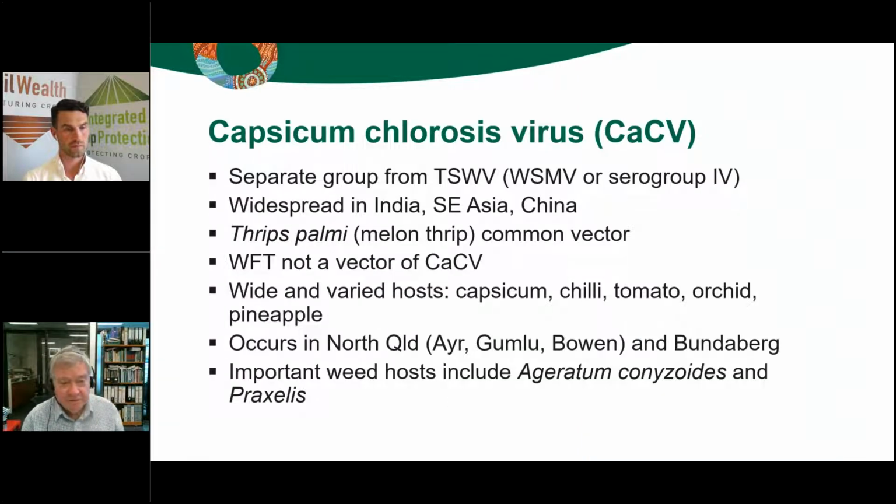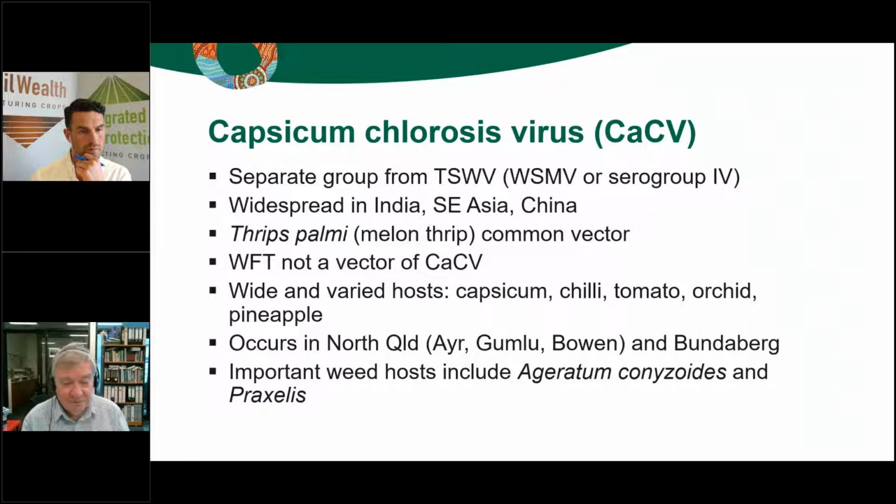Capsicum chlorosis virus is in a separate group of tospoviruses. It's in the watermelon silver mottle or serogroup 4 group, which are very, very widespread throughout Southeast Asia. The main vector in Southeast Asia is thrips palmi, whereas in Queensland, it's probably the tomato thrip. And interestingly, western flower thrip isn't a vector of capsicum chlorosis virus, which goes to show the specificity that can sometimes occur with the insect vectors.